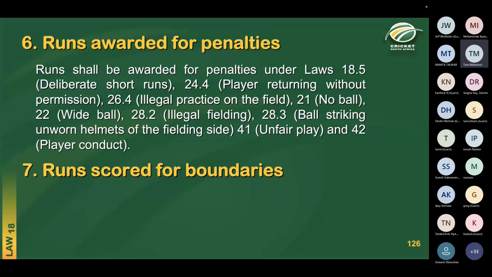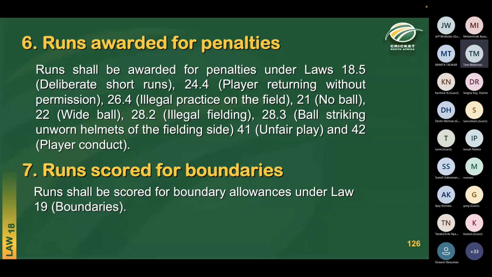Also 5 penalty runs awarded for illegal fielding, and we will get to these details in these lectures, so I'm not going to expand on them now. Law 28.3 is the protective helmet behind the wicket keeper, which has been placed there by the fielding side. If the ball hits that, then it automatically becomes dead, and 5 penalty runs will be awarded to the batting side. And in Law 41 and 42, there are various offences that are punishable by 5 penalty runs. We shall, as I mentioned, get into Law 19 soon, where we will speak about the boundaries, boundary 4 and boundary 6.